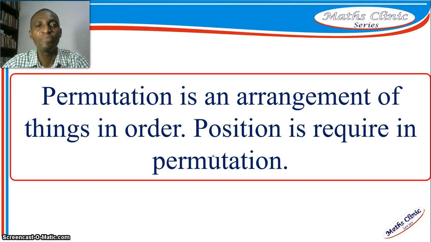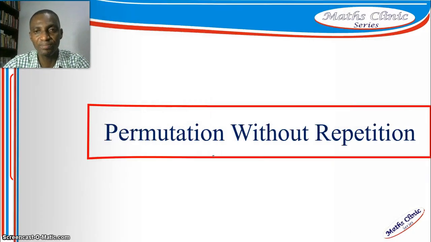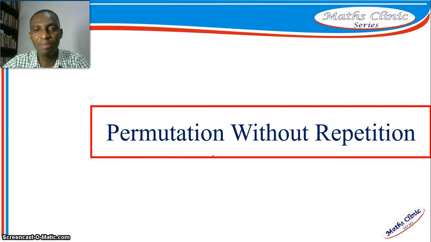Let's continue. For permutation, we say it's an arrangement of things in order. Position is required in permutation. So we want to start with permutation without repetition, because we also have permutation with repetition. We want to do this step by step so you don't get confused.